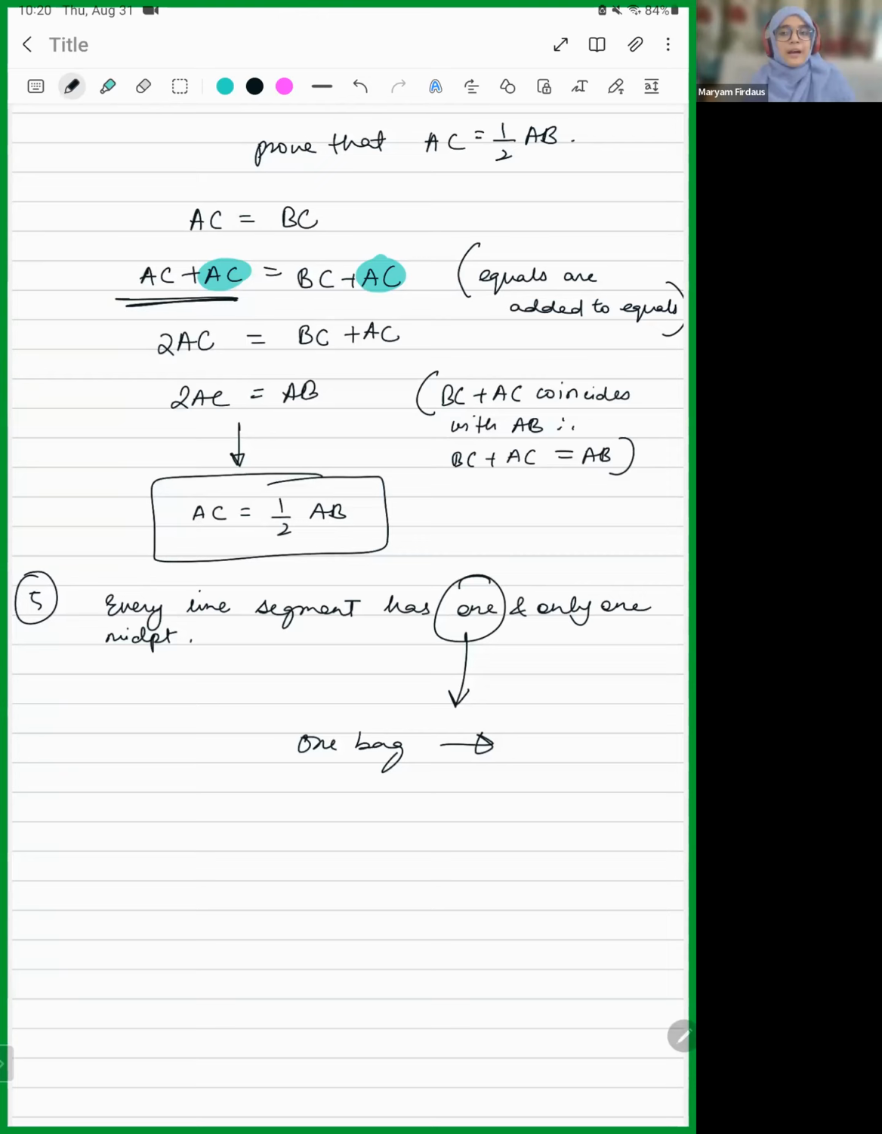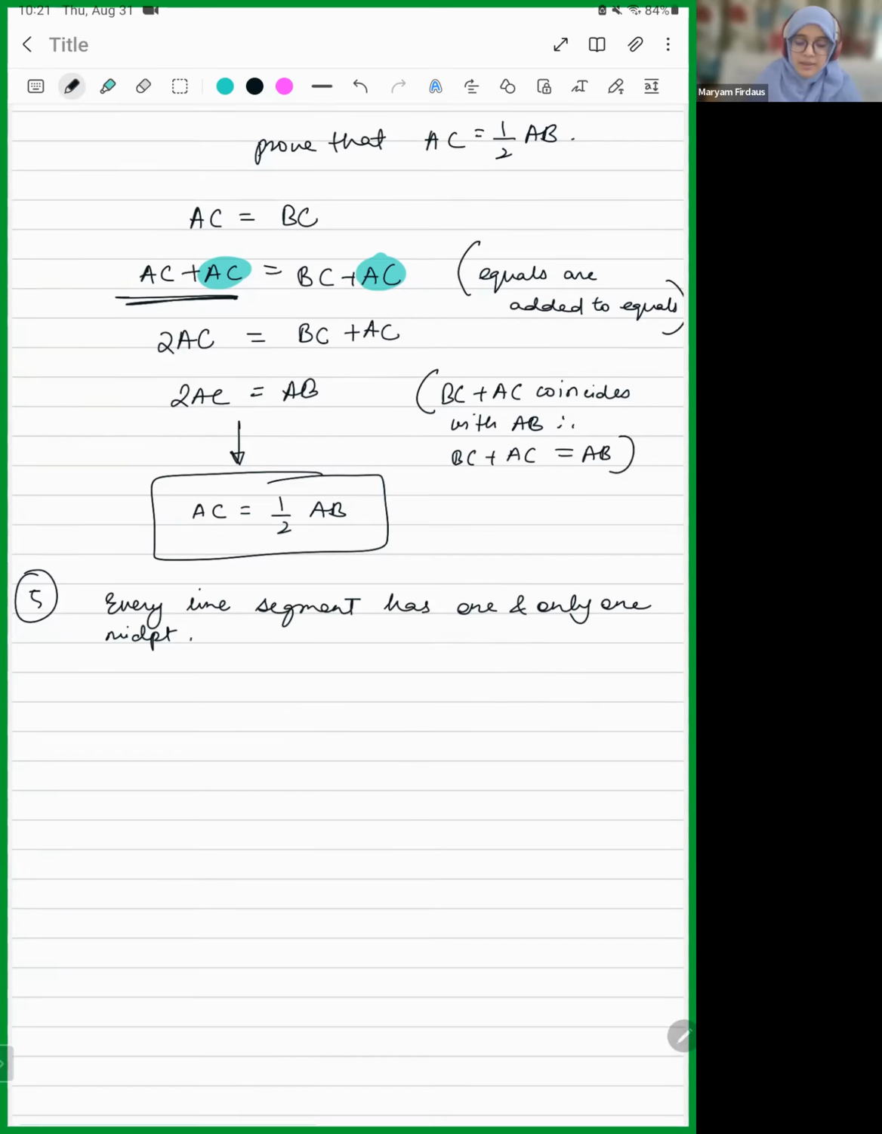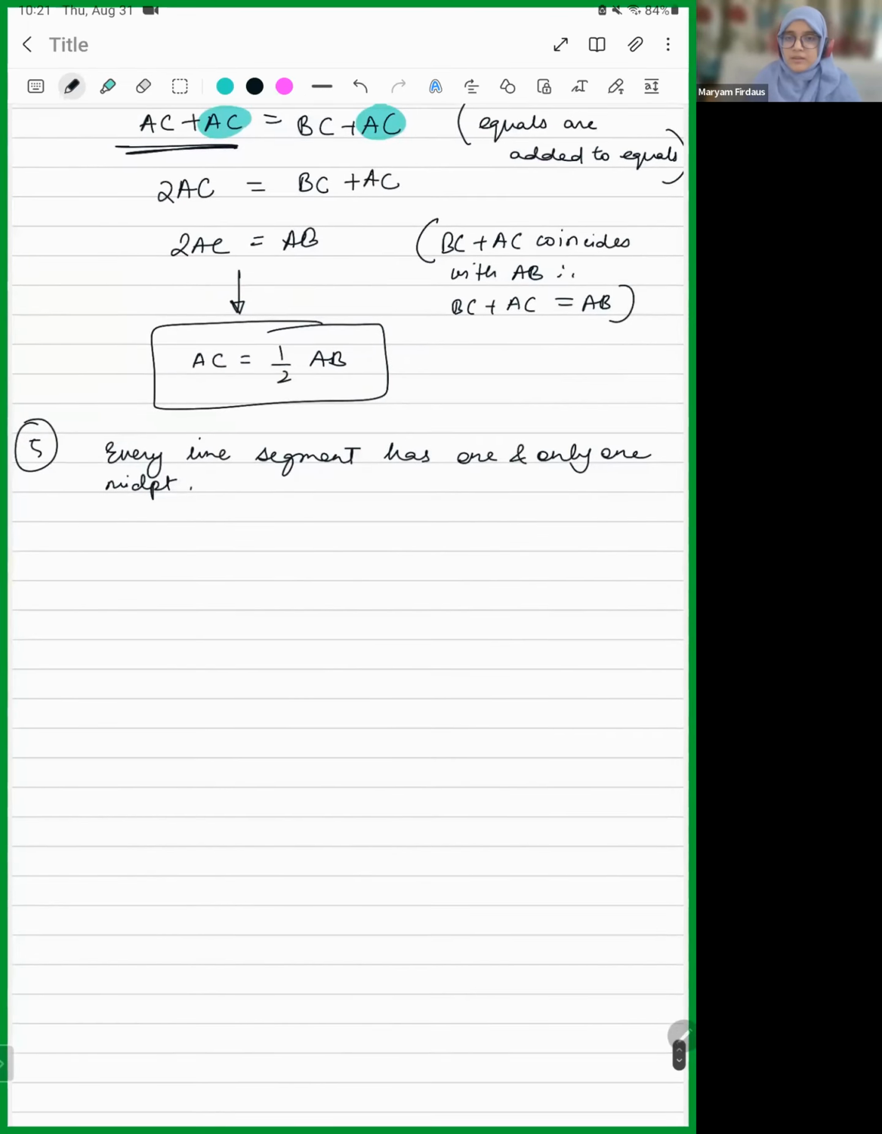I can have one bag or more than that. But if I say I have only one bag, then that means I either have one bag or less than that, not more than that. So when you say one and only one, it means not less than one, not more than one, exactly one. This is what one and only one means. Anyway, that is just some mathematical statements. You have to prove that every line segment has only one midpoint. Any ideas?